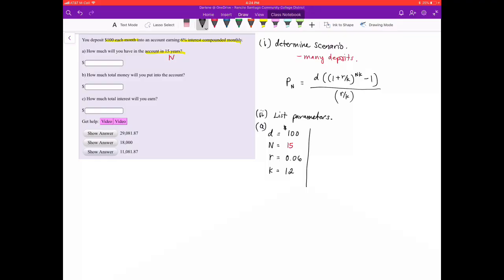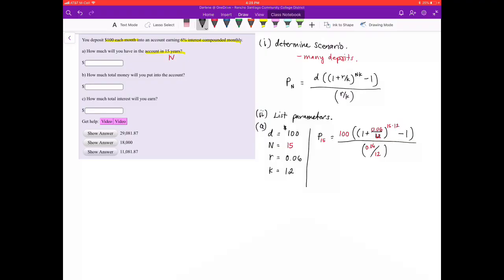So if I go ahead and plug these parameters into the formula, I would get P sub 15, because it's for 15 years, equal to 100 times 1 plus R over K, so 0.06 over 12, to the NK, which was 15 times 12, because you're making 12 deposits a year, minus 1, all over R over K, which is 0.06 over 12. Now, we just use the formulas to get the answer.